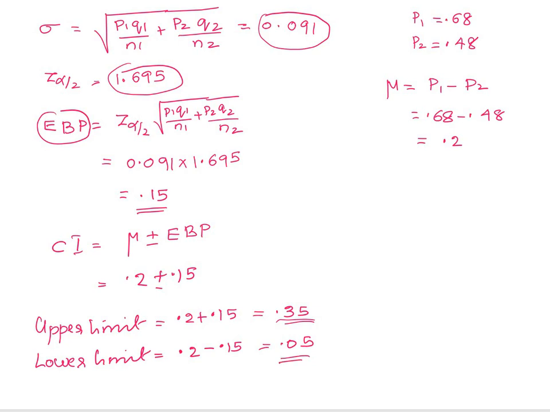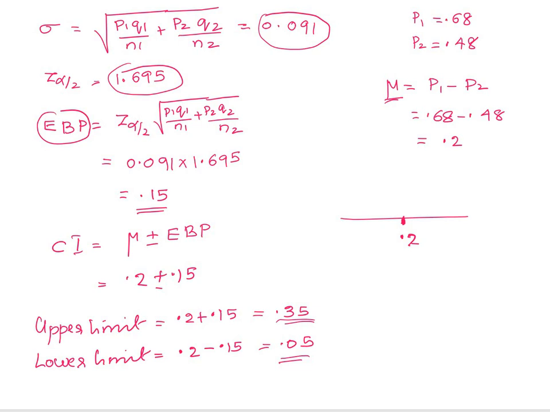So what is the meaning of that? We have the central value, the point estimate of the difference of the means, which is mu, and that is 0.2. So the difference of the proportions, the difference of the means of the proportions, will be 0.2. That is our estimated value.